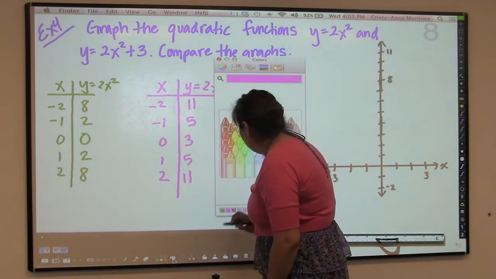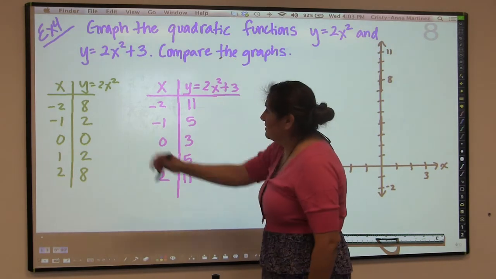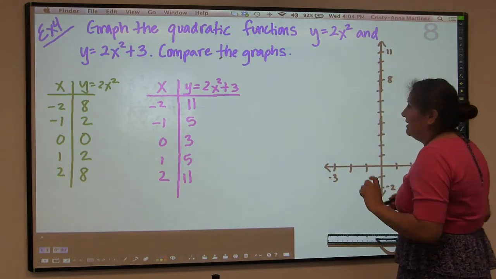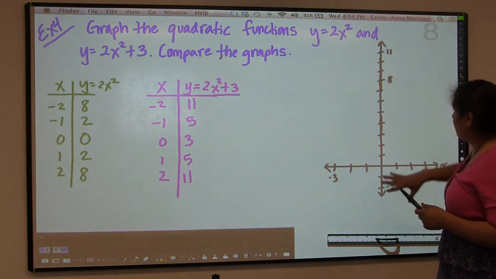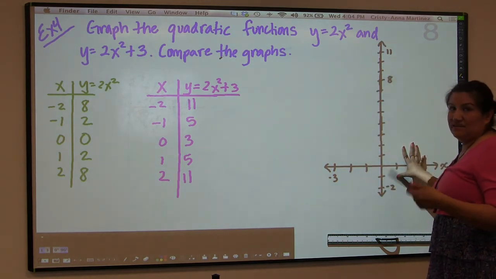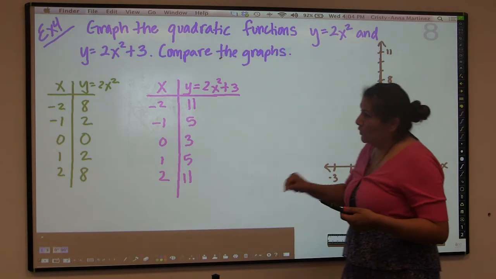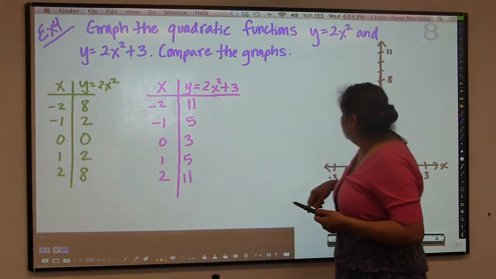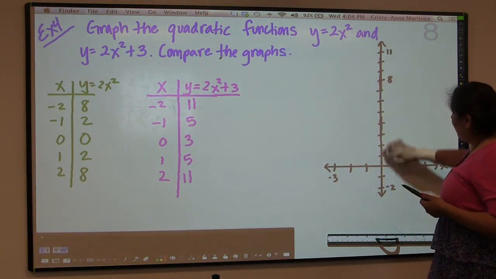And so first I'm going to graph this guy. So I'm going to do it in green. So you'll notice also that I already made my grid, but I kind of did this ahead of time. So I already knew that my values were going to be 8 and 11. So you can see how I went on my y-axis.